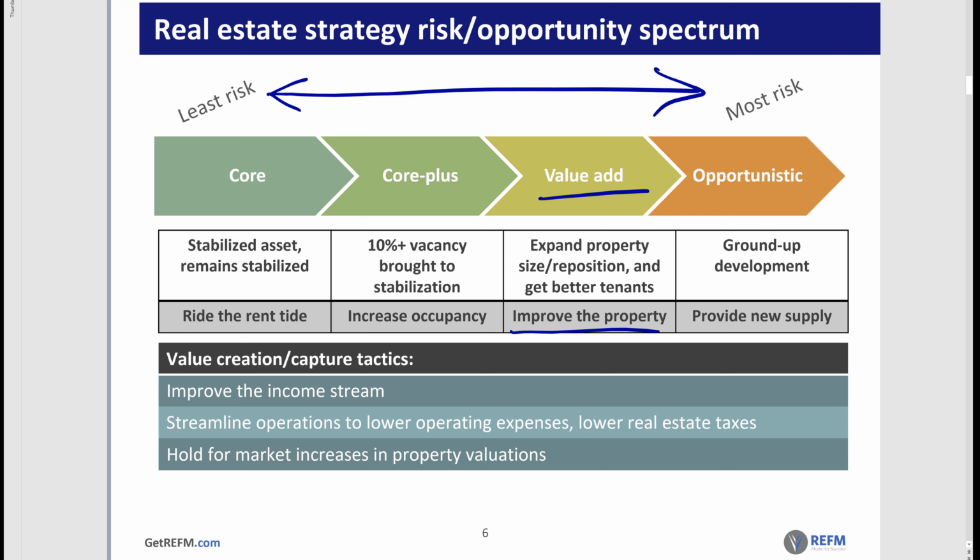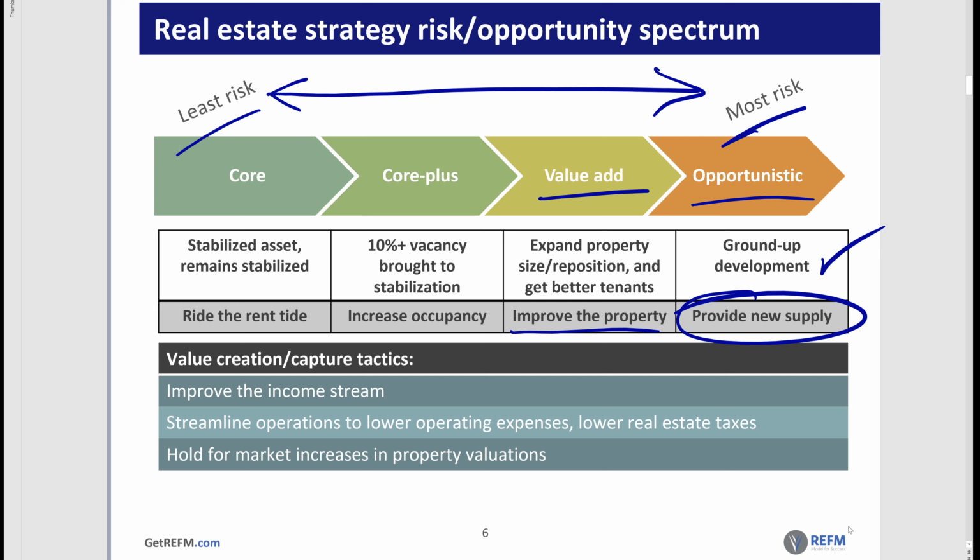An opportunistic strategy example would be ground-up development, or, if you have the balance sheet, as one real estate company to buy another real estate company. Using ground-up development as the example, the strategy here is naturally you're providing new supply to the marketplace, and there's a lot more risk involved there than there is in buying a stabilized asset in an established market.